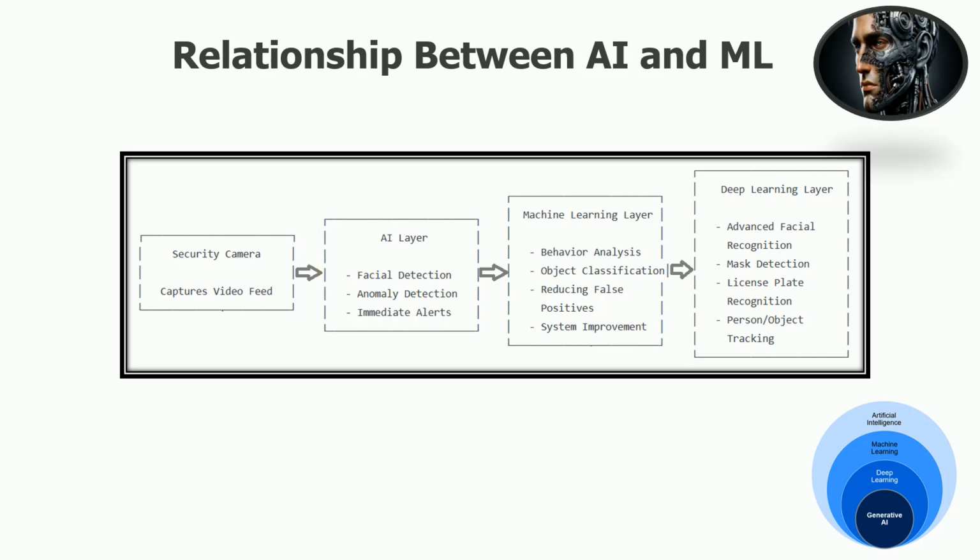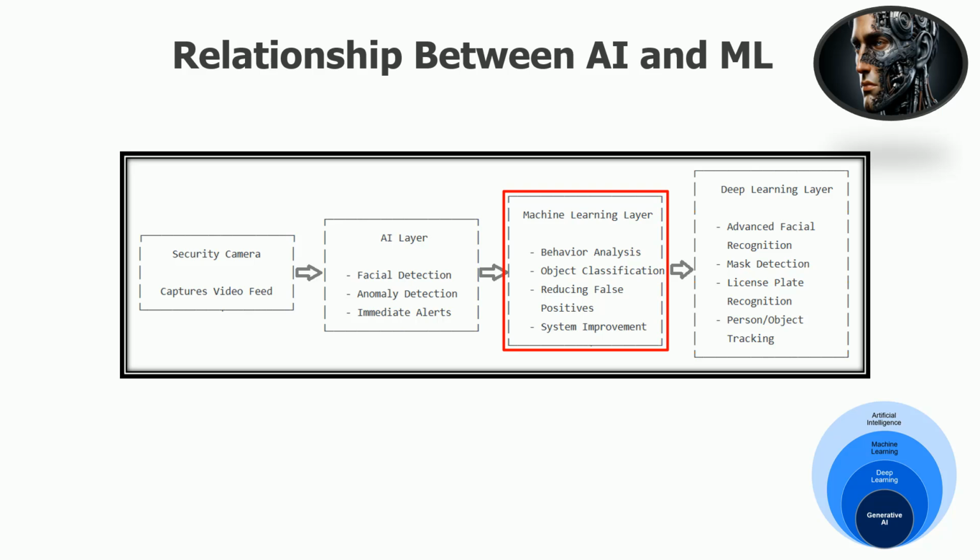So this is what happens at the AI layer. AI makes the camera smart by enabling it to handle various tasks and respond intelligently to what it sees. Now, what happens at the machine learning layer? ML is how the camera improves its performance by learning from data.